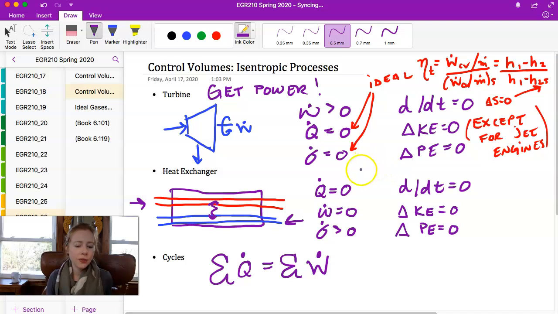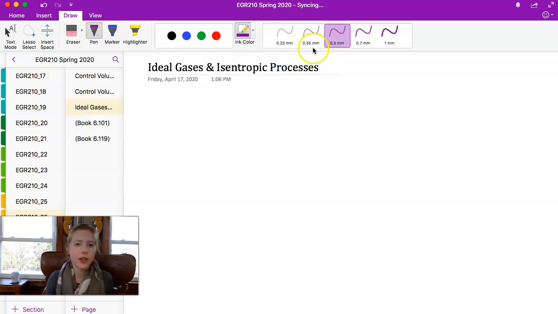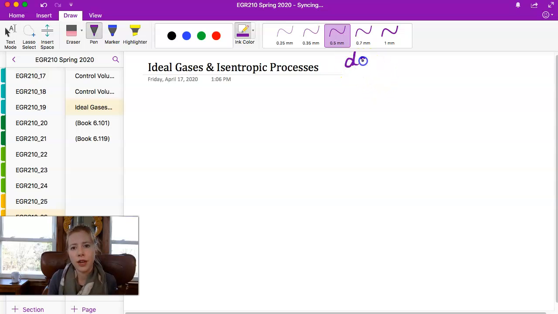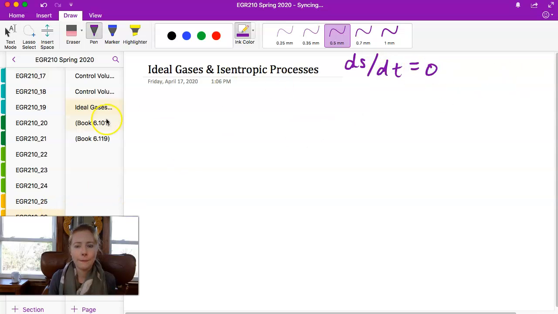All right, let's move on to talking briefly about ideal gases in isentropic processes. Then we'll do a couple exercises together. Okay, so remember, isentropic process means the rate of entropy change for the process is 0. So ds over dt is 0. Okay, so no change in entropy over time for an isentropic process.